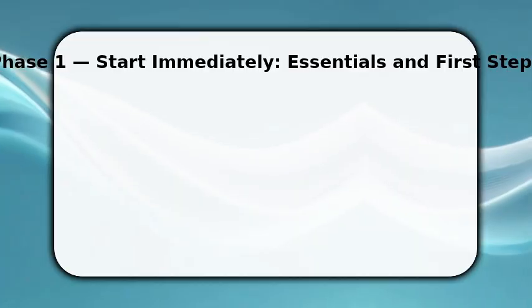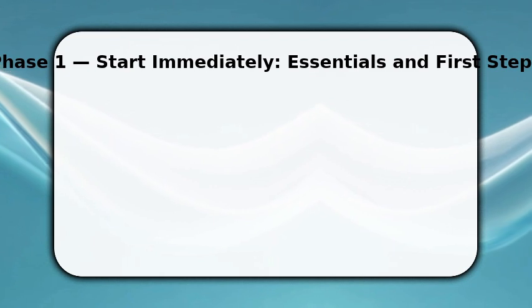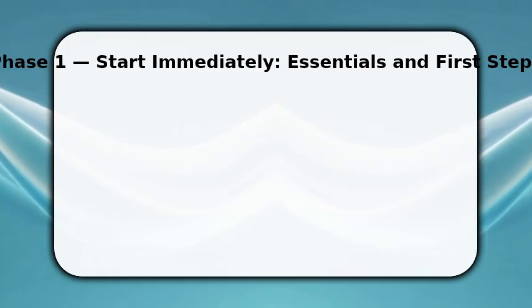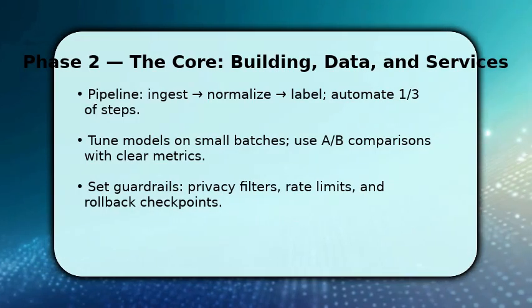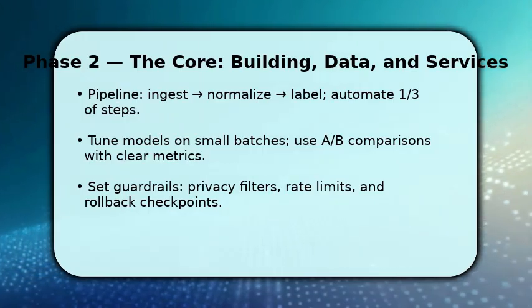Make sure to use consistent naming and timestamps. This prevents confusion later. You're ready to configure the first pipeline and run an initial collection. You now build the pipeline, ingest, normalize, and label. Automate about 1/3 of the workflow to save time while keeping human review.